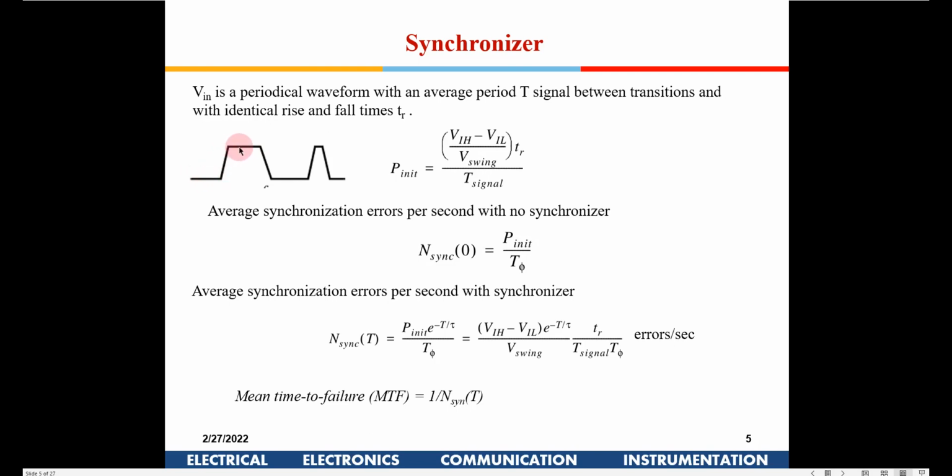So this is the total the data is changing here to here, right? So only during this time period there could be an issue. So again, in the probability, to find the total probability, I'll have to multiply this with TR divided by T signal. So this becomes the total probability of an error signal which is sampled without a synchronizer.